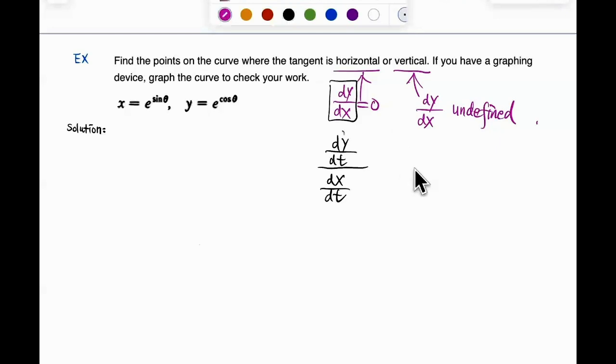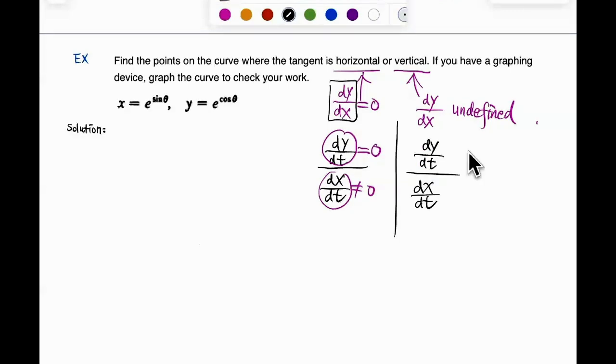the numerator equal to 0 and the denominator does not equal to 0, then 0 divided by a non-zero quantity, you have dy dx equal to 0, right? And how do you get undefined? When the bottom is equal to 0 and the top is not equal to 0. Okay, so those are the cases.